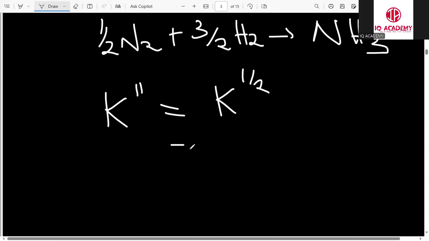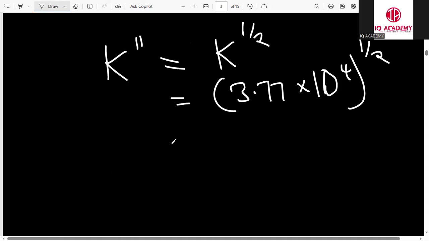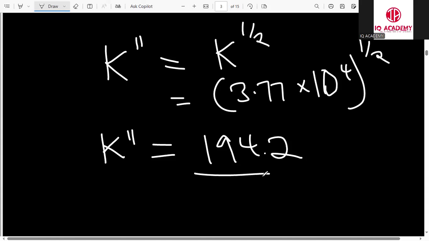Okay, and then this will be equal to, so you put your value of K, 3.77 multiplied by 10 to the power 4, and then you raise this to the power half. Just punch this into your calculator to get your K prime prime. Okay, so I'm getting 194.2 as the equilibrium constant when I multiply the reaction by a half.